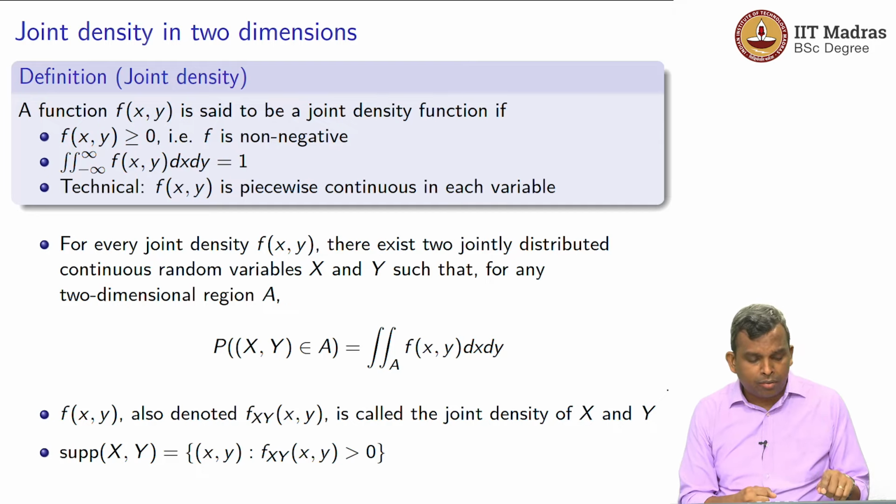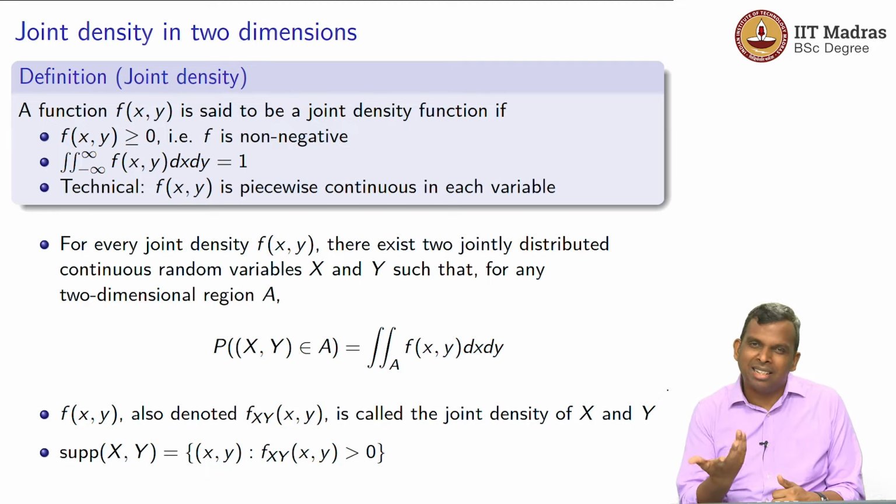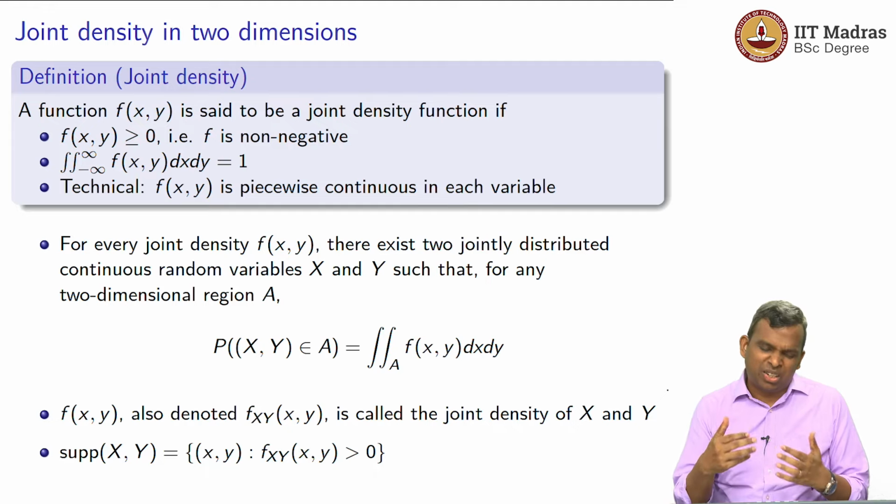You will find when f of x, y is thought of as a joint density of x and y, people will use the notation f subscript x, y. Now this x, y is a little confusing. A lot of people will think it is x times y. Maybe you want to write capital X comma capital Y, but nobody writes that comma. It's sort of implicit from this, and you have to get used to that notation.